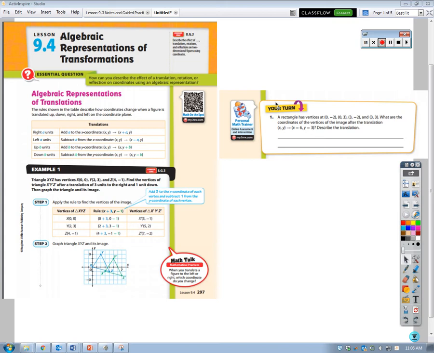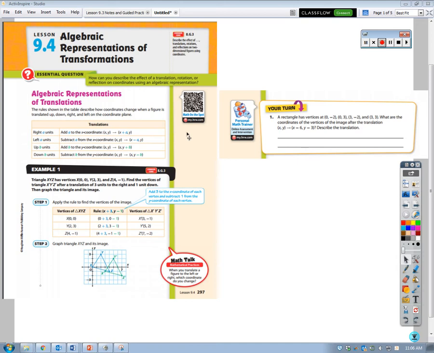The first thing that we're going to do is find algebraic representations of translations. Now remember that translations are when you slide a figure along a line. So the rules are shown in the table and describe how coordinates change when a figure is translated up, down, left, or right.